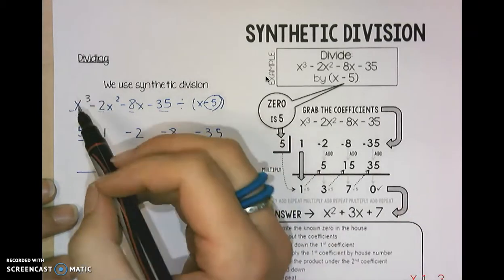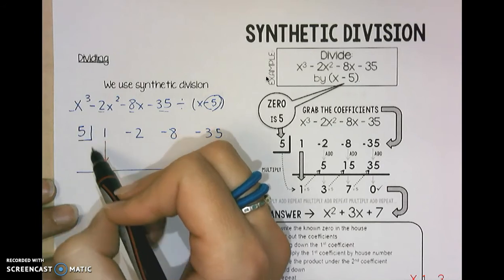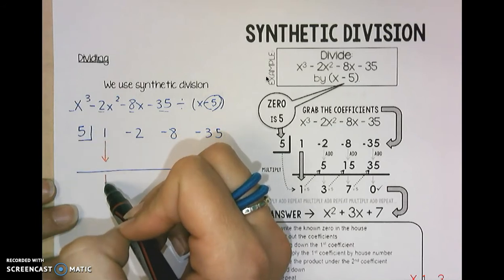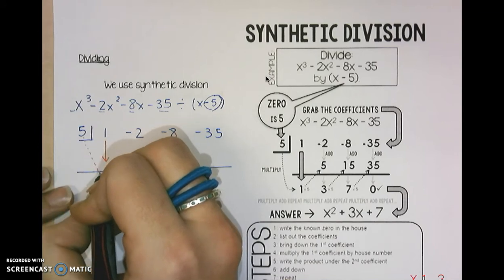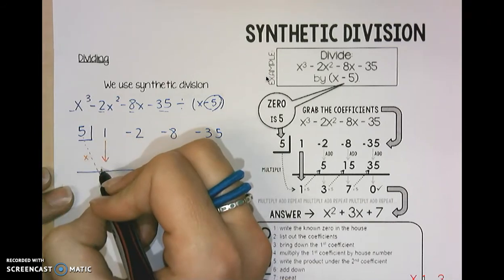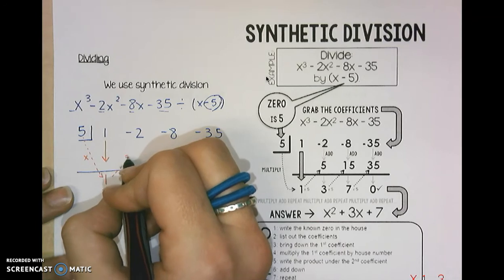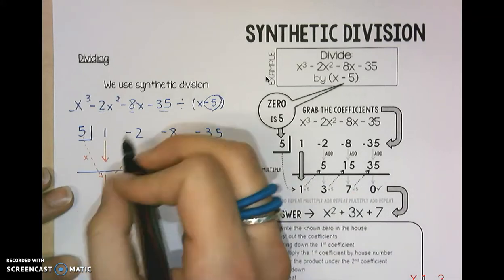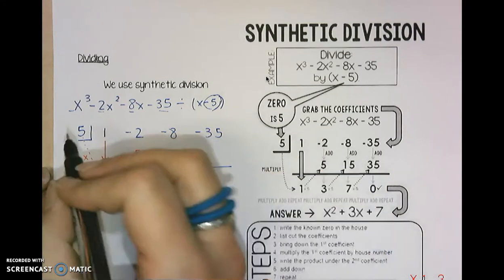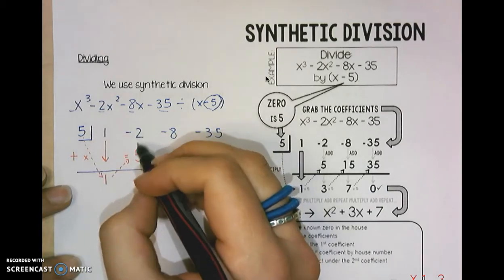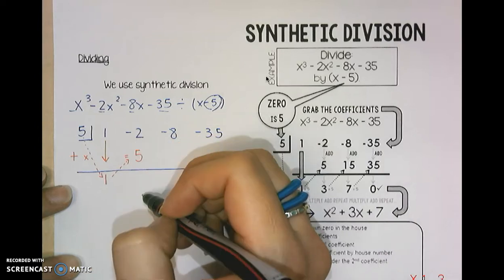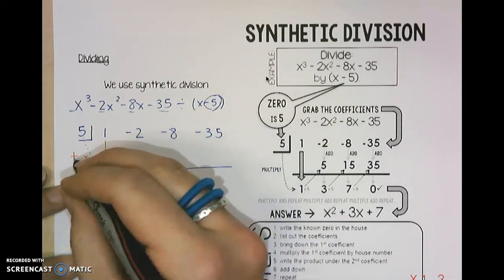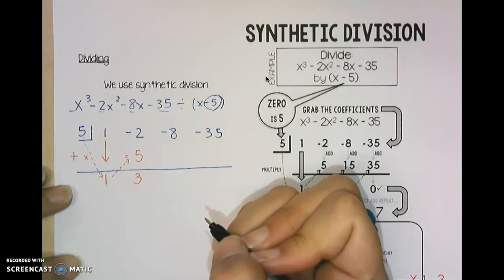Now we take this number out here, multiply it by this number here, and put the answer up here. So 5 times 1 is 5. Now, every single time we're going to add. That's why I put a plus sign right here. Think of this like an addition problem. So negative 2 plus 5 gives me 3.